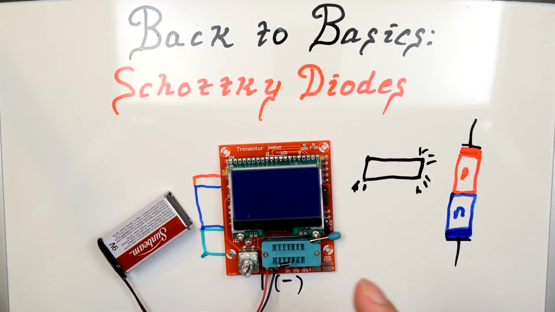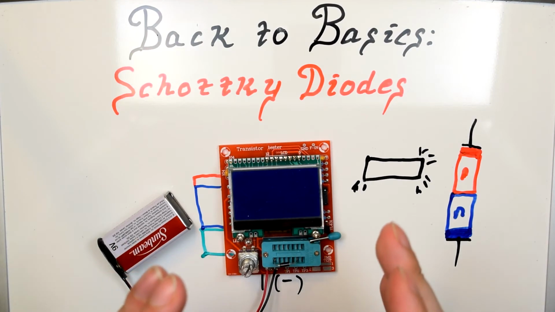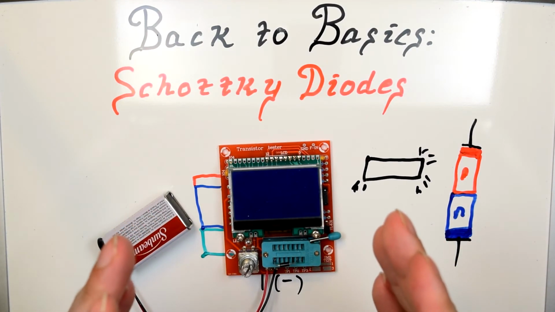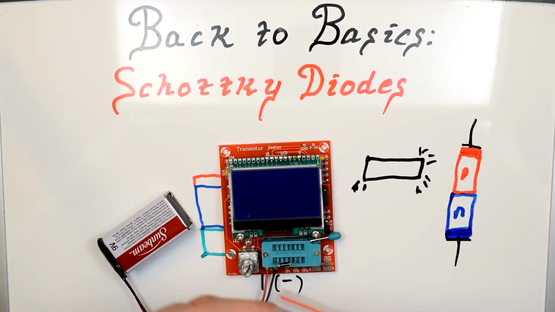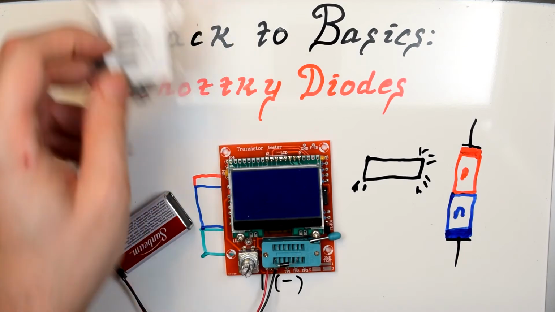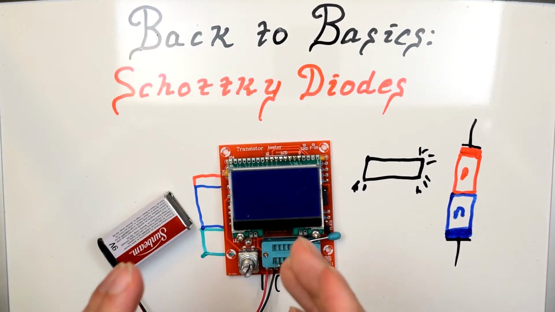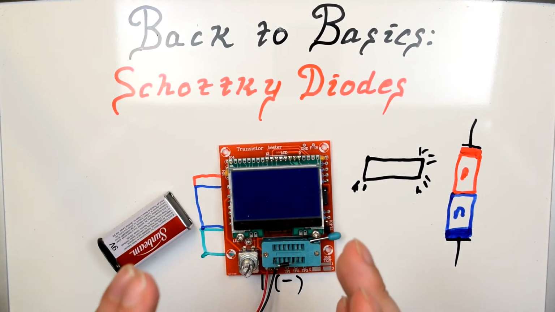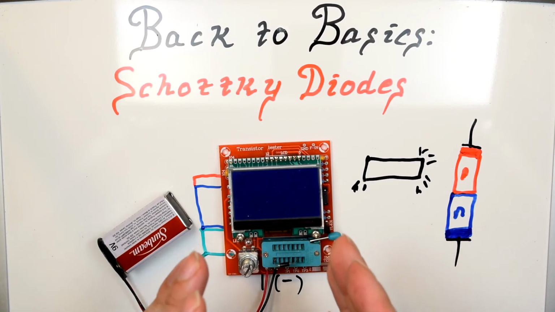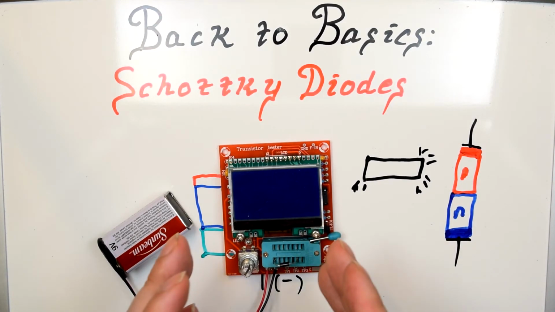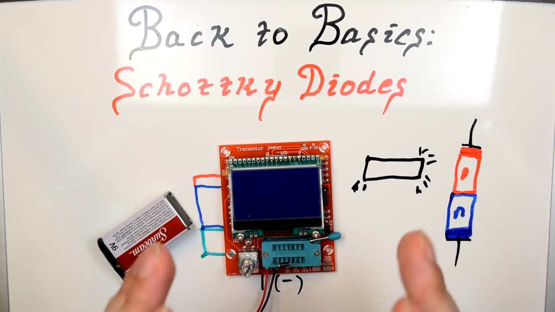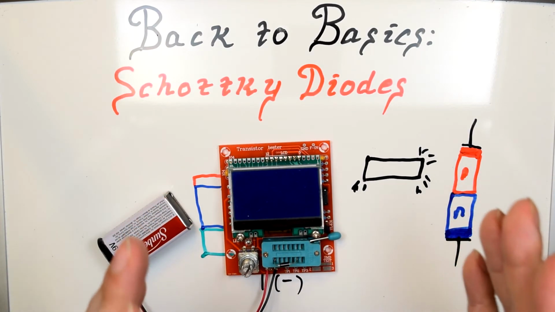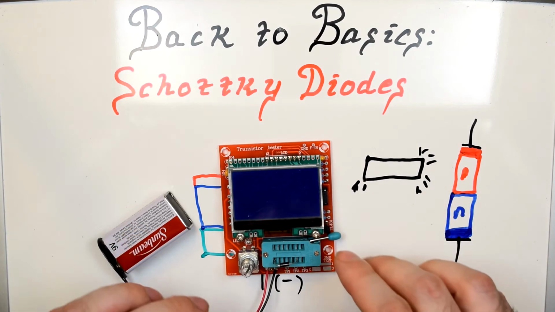Schottky diodes have a much lower reverse peak inverse voltage rating, whereas these 1N4007s can take a peak inverse voltage of 1,000 volts before breaking down. Schottky diodes can only take, well, these ones, which are the highest voltage ones I could find for cheap, will only take 40 volts, but anywhere between 16 and 25 is standard for a Schottky diode.